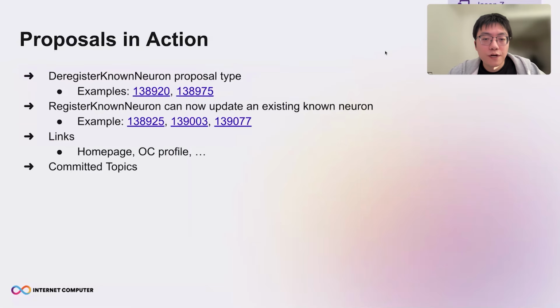Since the features were enabled on October the 13th, the deregister known neuron proposal type has already been used for 2 proposals, and the register known neuron proposal type has already been used for updating 3 known neurons. In all of those 3 updates, we are seeing home pages and the OpenChat profile page added as links. In 2 of those proposals, the committed topics were also added.